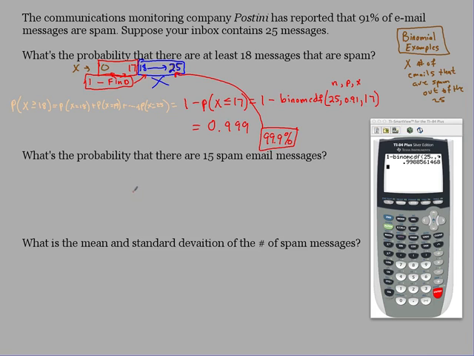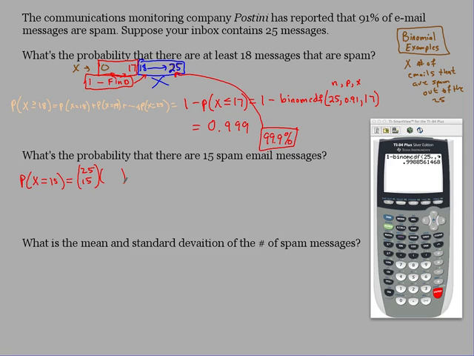Okay, what's the probability that there are 15 spam email messages? Okay, so this is an equal. This is not a greater than. It's just what's the probability that there are 15 in your box? What's the probability there's 15 in our box? So as per our formula, this is a binomial formula. We have 25 emails.